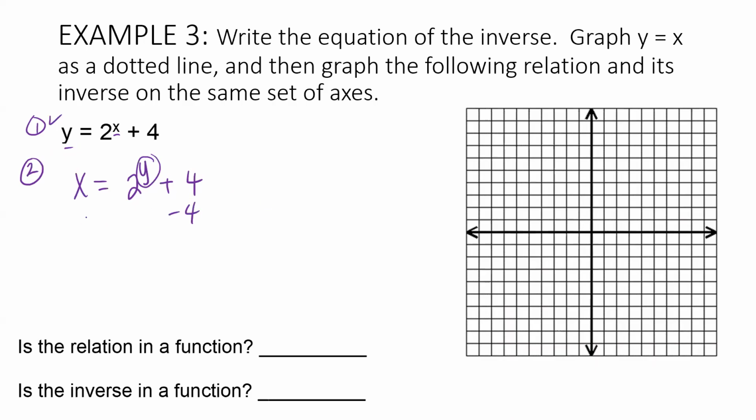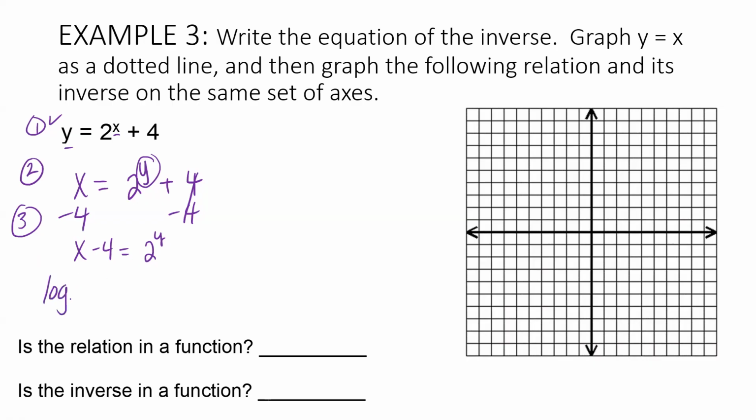So we're subtracting 4, and we're down to x minus 4 equals 2 to the y. Exponentials are different because, sorry, I didn't write 3. Exponentials are different in the sense that once we get here, we now have to use the log. We're taking the log of both sides.